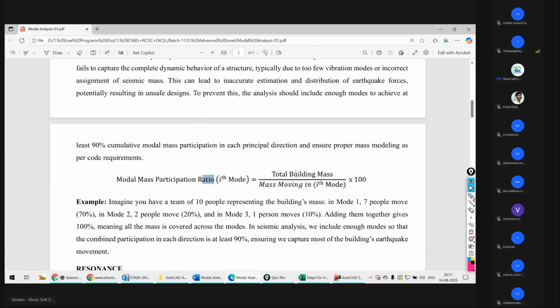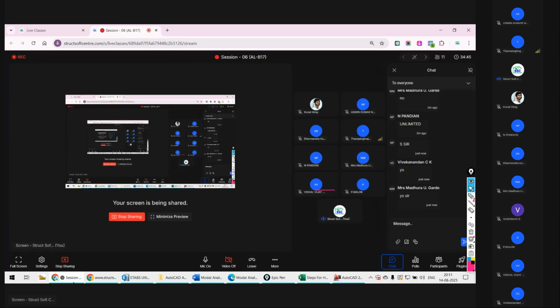It is a ratio: the mass moving in that particular mode divided by the total mass of the building, means the mass of the structure taking part in resisting that applied load. Out of the load you have applied, how much weight of the building is taking part in it? So what is the ideal condition? Tell me fast. What is the ideal condition?